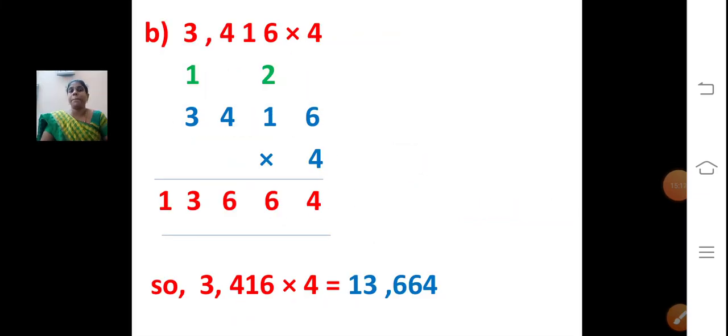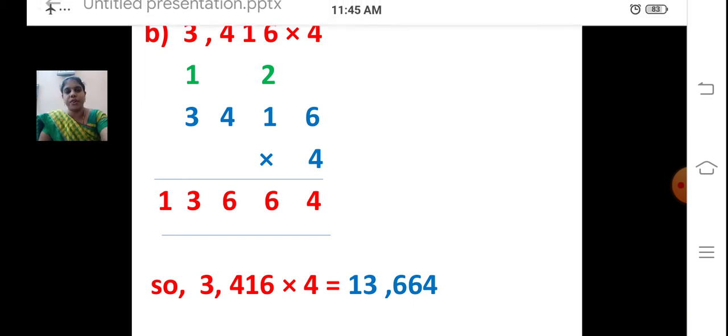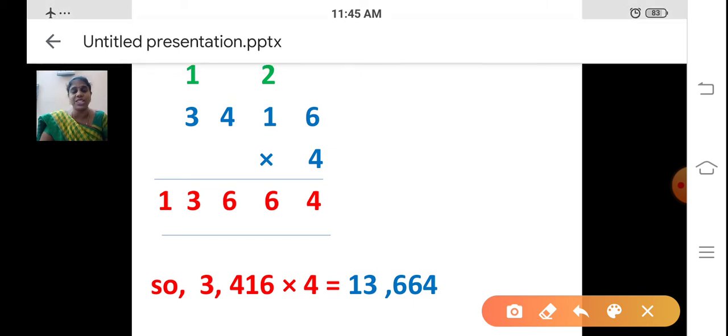So next, B sum: 3,416. We are going to multiply by 4. Here 3,416 is the multiplicand, 4 is the multiplier, and we are going to find out the product. Shall we find out the product now? So write the number 3,416 into 4. What is the first step?